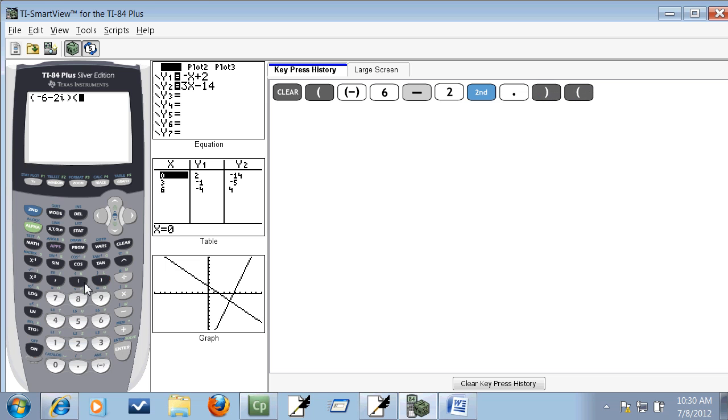Closing parentheses. Beginning parentheses. 7 plus 6i. So 7 plus 6, and then I'll do second decimal again, and closing parentheses, and enter. And that'll give us the negative 30 minus 50i.